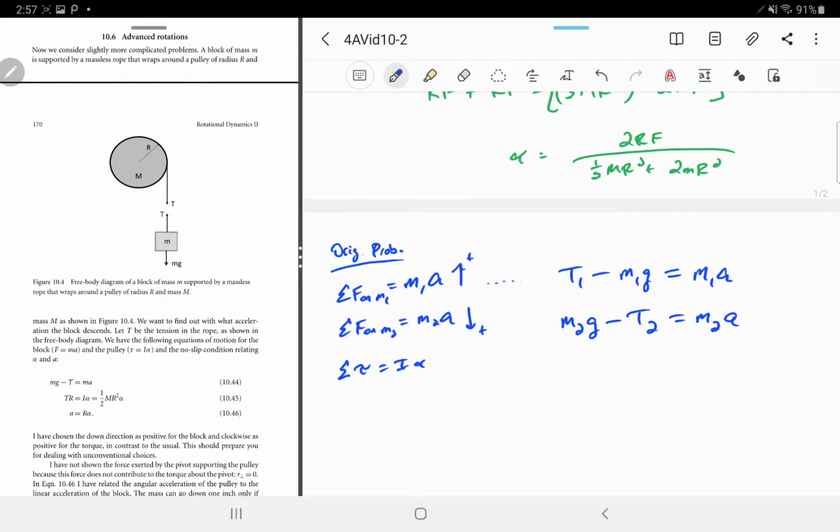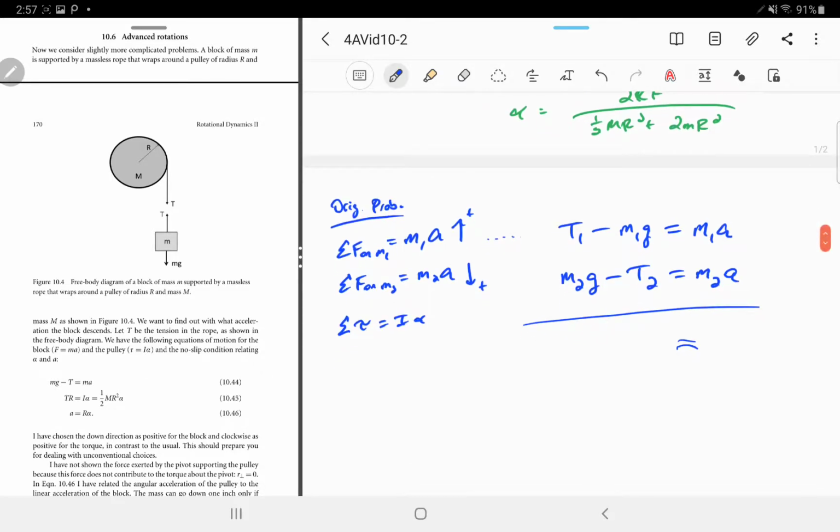Now, in problems that we've done like this before, the two tensions were equal and we could solve it at this point, right? We would add these two equations by elimination and the two tensions would cancel with each other. We can't do that now, though, because T1 is not equal to T2. So we need this third equation. The third equation comes from the sum of the torques on M3 is equal to I alpha.